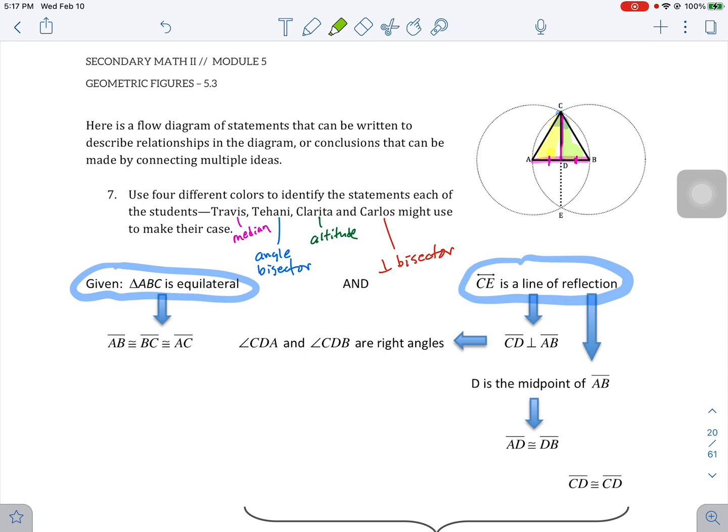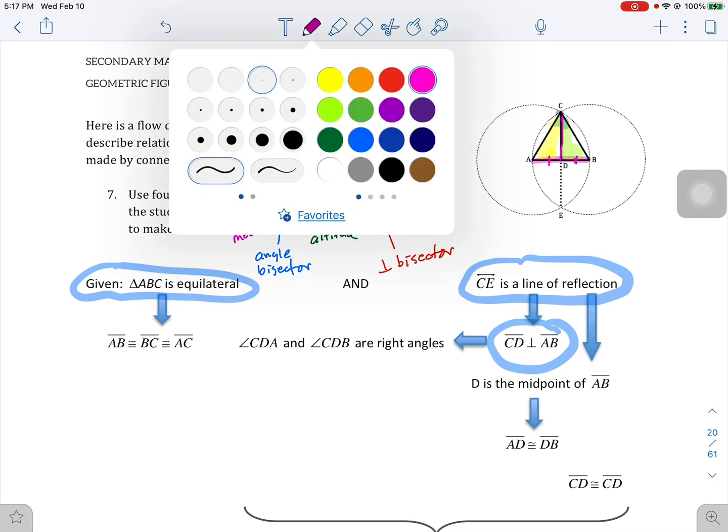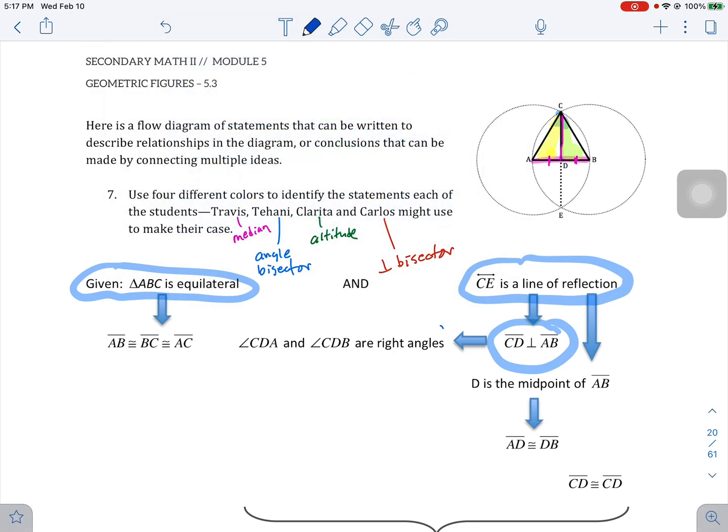So looking at what we have so far, CE is a line of reflection, so that means that CD and AB are perpendicular. Given that they're perpendicular, let me use the other color here. Given that, we know that these are right angles because they're perpendicular. So this is another thing we're going to use. So now we've got right angles here in both of these triangles.